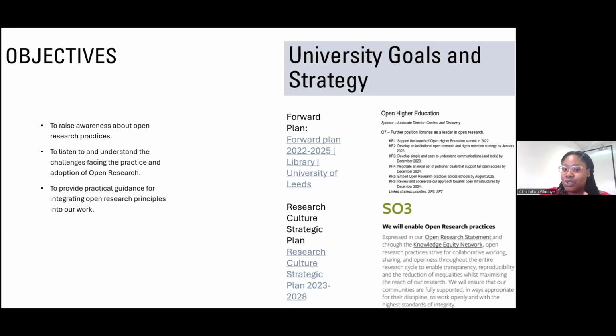I've added shots of our university goals and strategy. So we have the forward plan, which positions the library as a leader in open research. And we also have the strategic objectives 3, which enables or supports the enabling of open research practices across the institution.